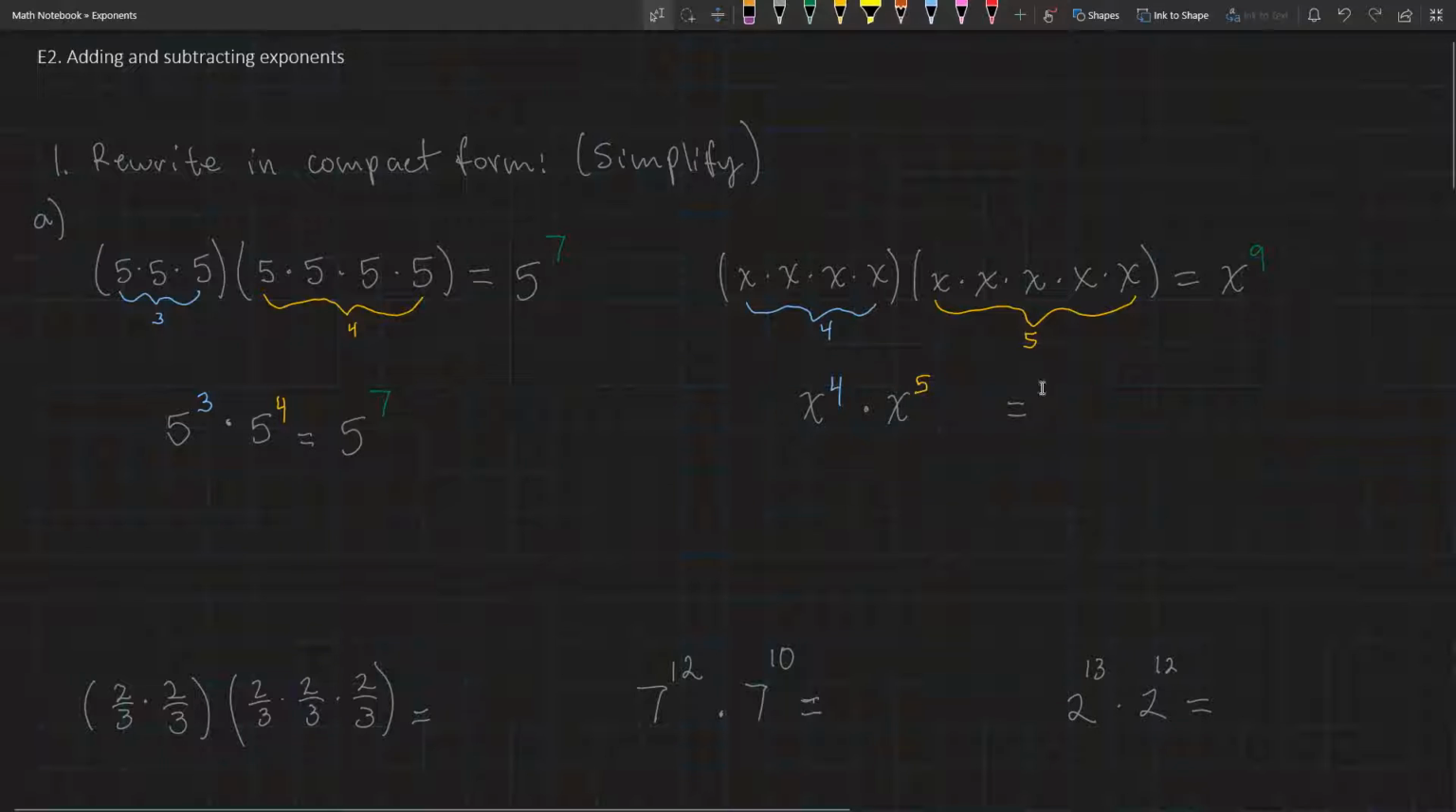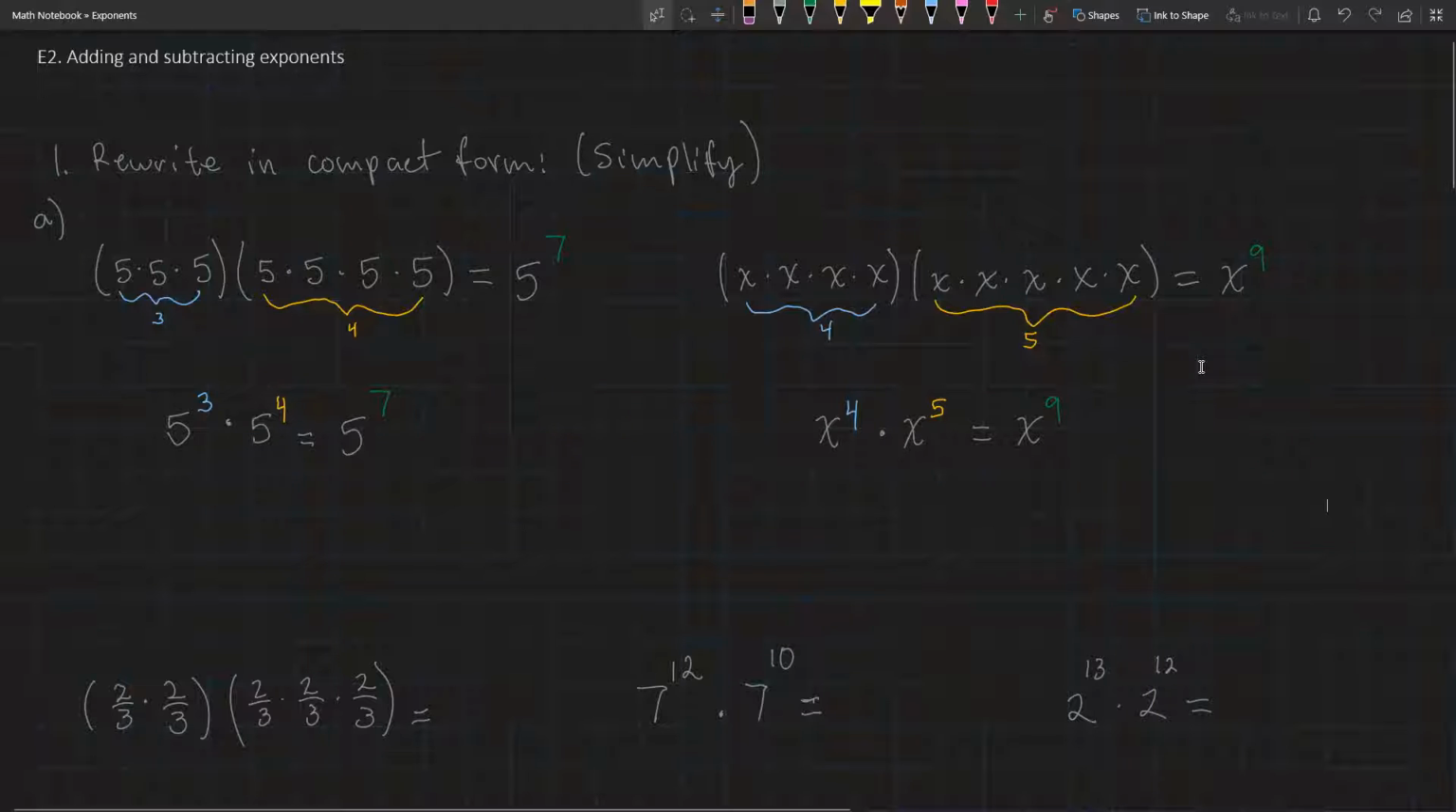That looks something like this. All right, and we know that that should equal x to the 9th. These two are equal. And again, the main thing to focus on is, how did an exponent of 4 and 5 give us an exponent of 9?